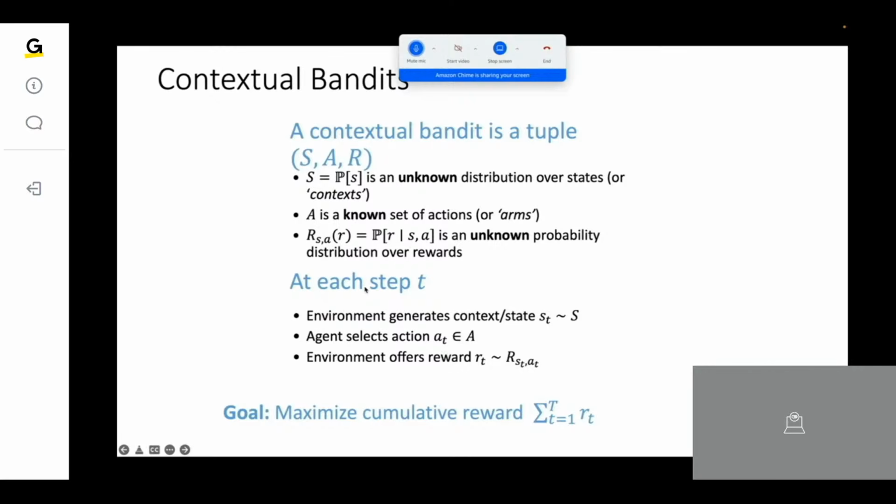So the way this algorithm proceeds is, at each time step, the environment will present a user with a context vector S. Depending on the context, the agent will select an action, and depending on the action and the context together, the environment will offer a reward. The goal here again is to maximize the cumulative reward or to minimize regret.